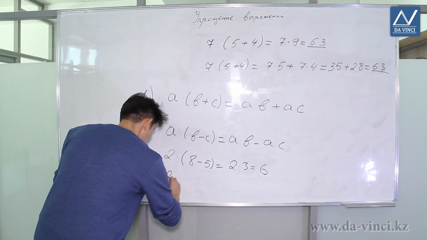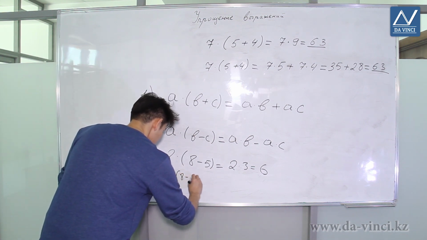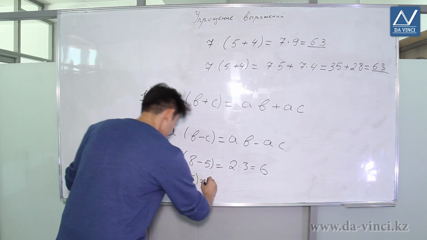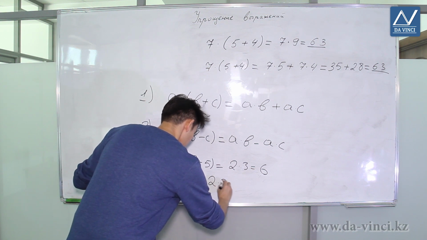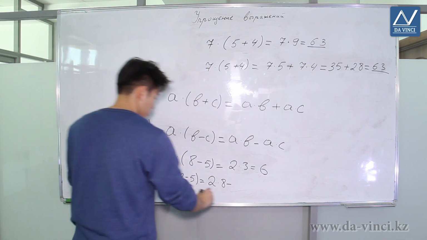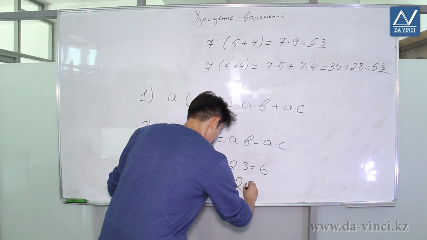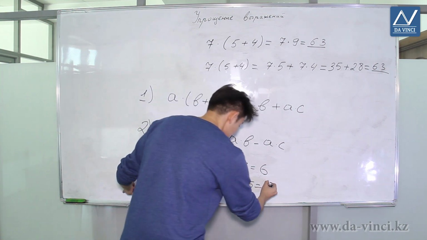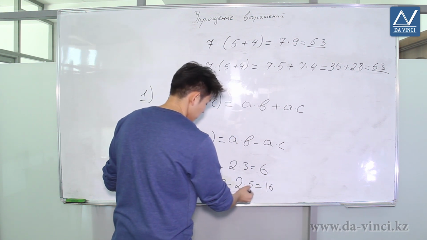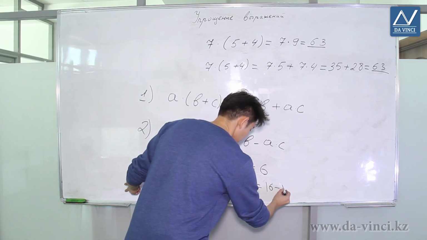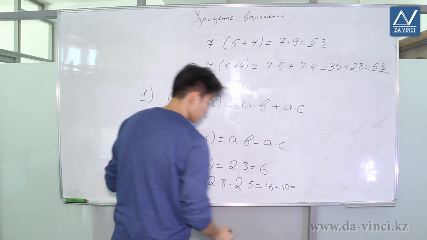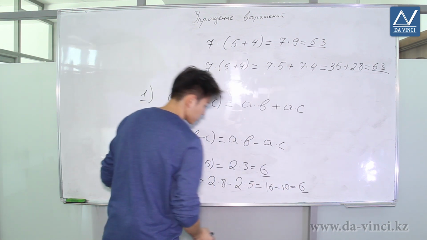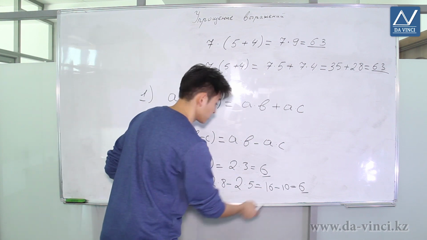That is 2 times 8 minus 5. That will be the same answer if we multiply 2 by 8 first, minus 2 times 5. As we know, 2 times 8 gives the number 16, and 2 times 5 gives us the number 10. That is 16 minus 10, and this in turn is equal to 6. That is, as we can see, the result in both cases is the same.